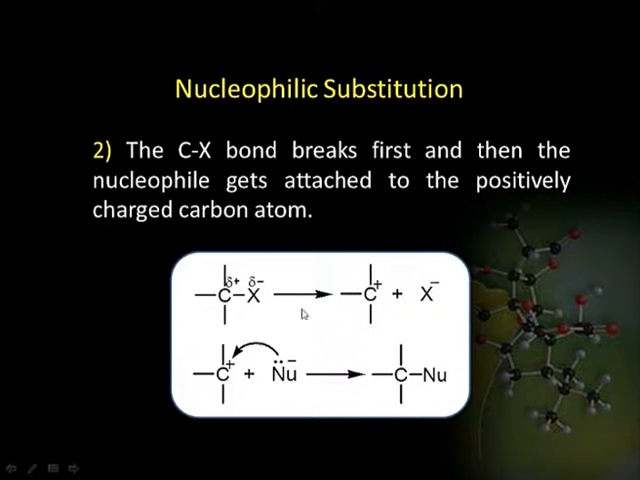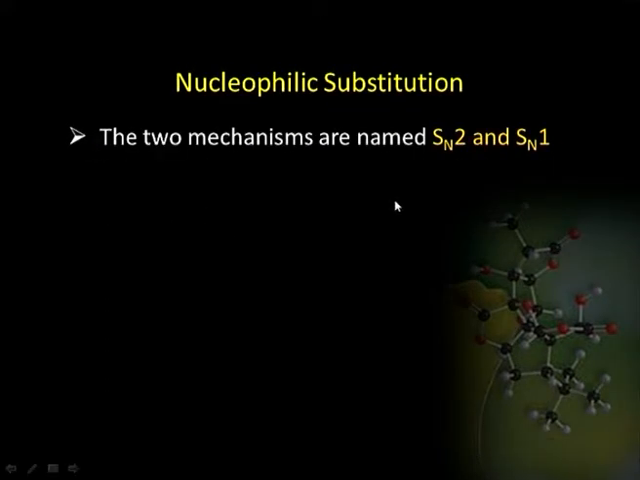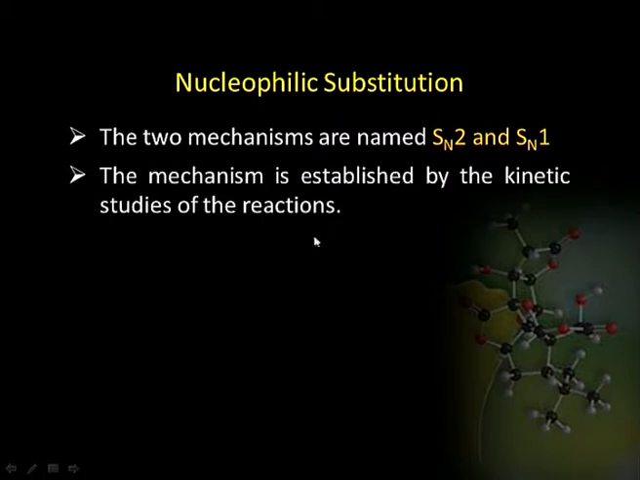If you look into this general reaction, we see that the C-X bond heterolytically again breaks and gives a carbocation and the halide ion. This carbocation in the next step gets attacked by a nucleophile and hence gets substituted to this particular carbon. The two mechanisms have been named as SN2 and SN1, and the mechanism is established by the kinetic studies of the reactions.